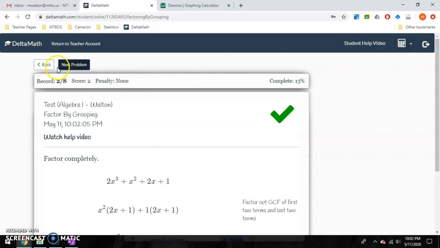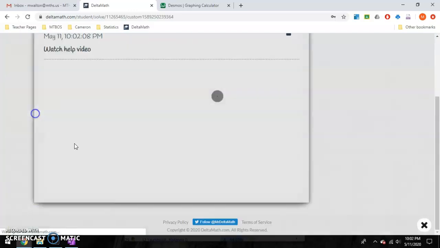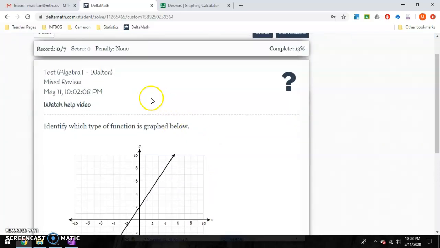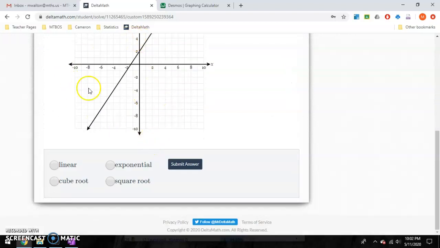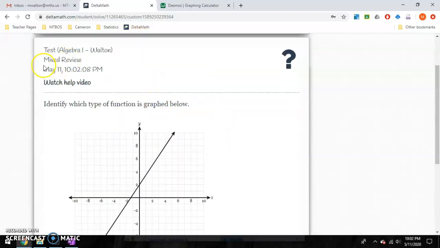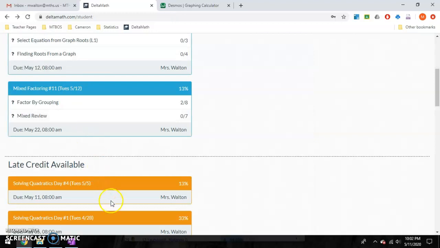All right, and for your assignment, you have 8 of those, and then finally you do have 7 mixed problems, kind of reviewing everything that we've done. Take your time through those. You have unlimited attempts, and you should be all set.